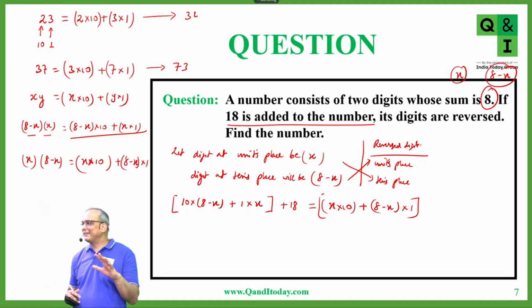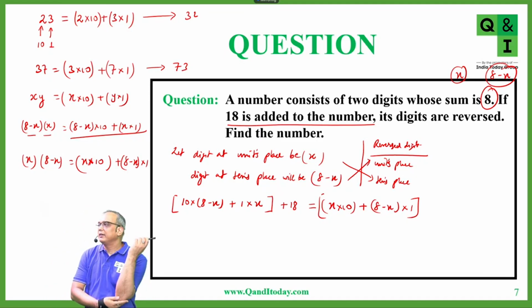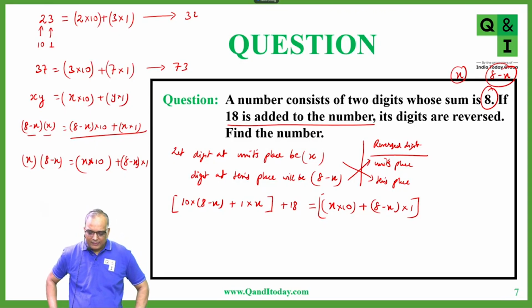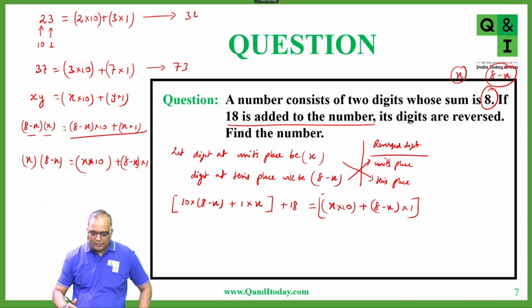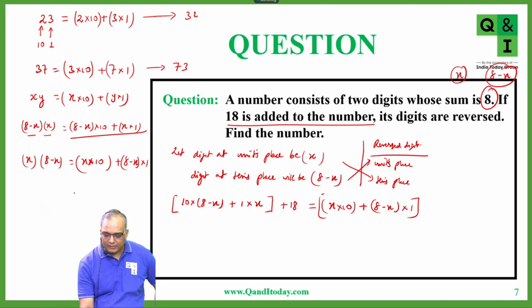Till here, is it clear to everyone? Okay. As we took in the first place, we took it as x and y. So shouldn't it be like, suppose I take the y as 8 minus x, so shouldn't that be 8 minus y into 10 plus x into 1?